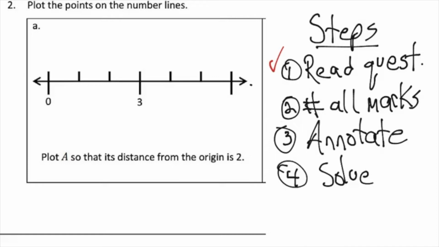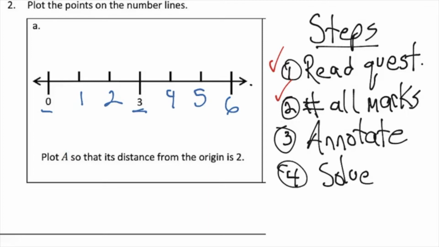Okay. So here I see 0, and here I see 3, and there are 2 marks in between 0 and 3. Okay, this is great. They're starting us off with an easy one. Can you do it before I do? Are you thinking about what numbers go between 0 and 3? Excellent job. Let's write them in together. 1, 2, 3, 4, 5, and 6. Excellent. Check. Step 2. Step 3, annotate.